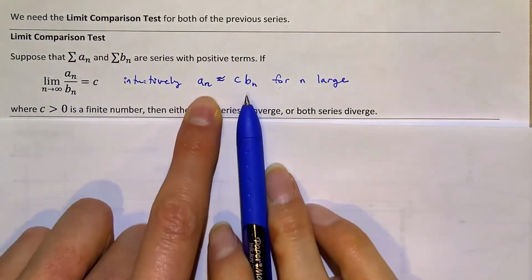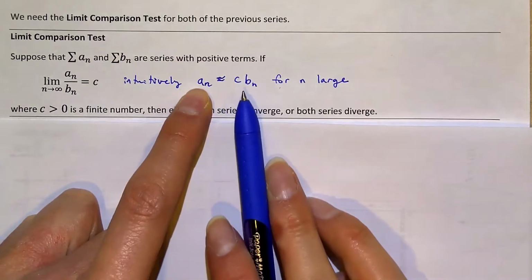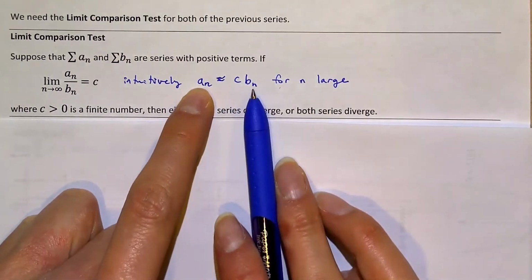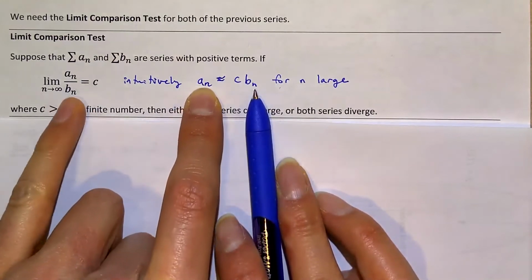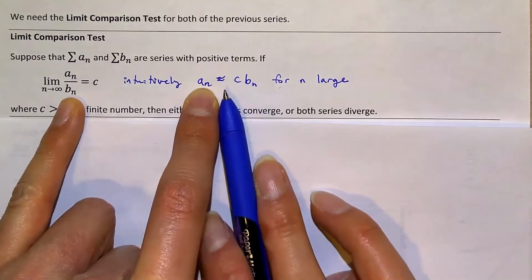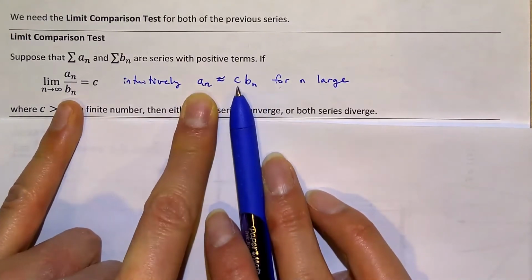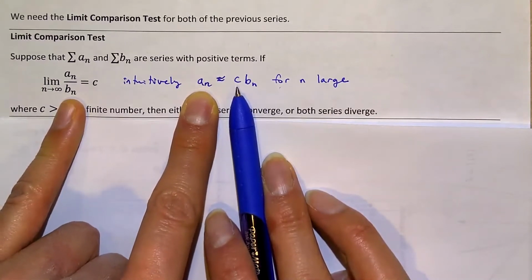In other words, in English, what this means is an is always some proportional size to bn. So if c is 2, then this limit basically means that the an terms are always roughly twice the size of bn. Or if c is 3, it means an terms are roughly 3 times the size of bn terms. Okay?